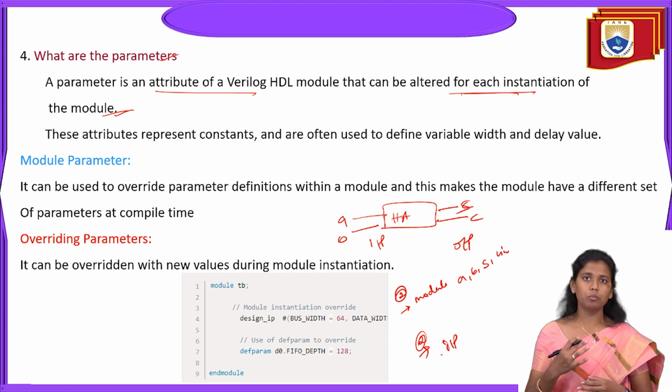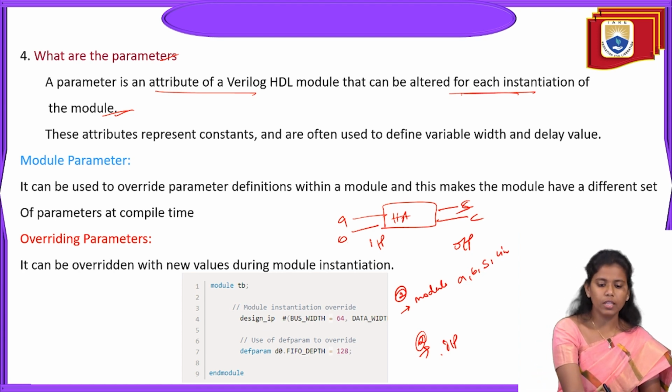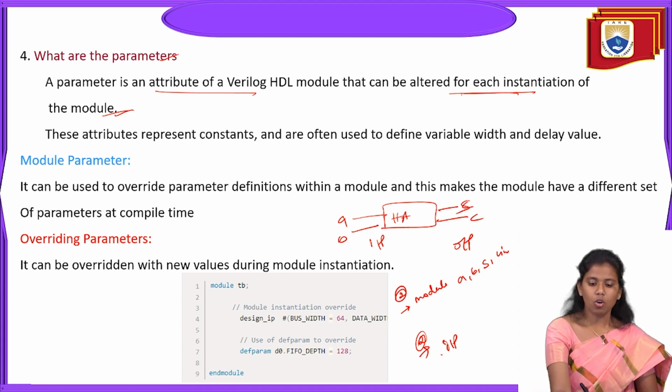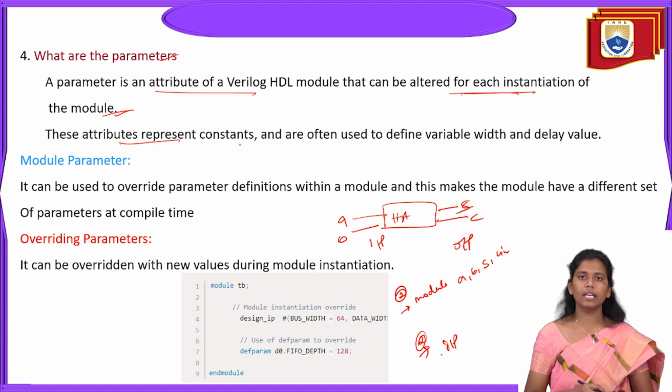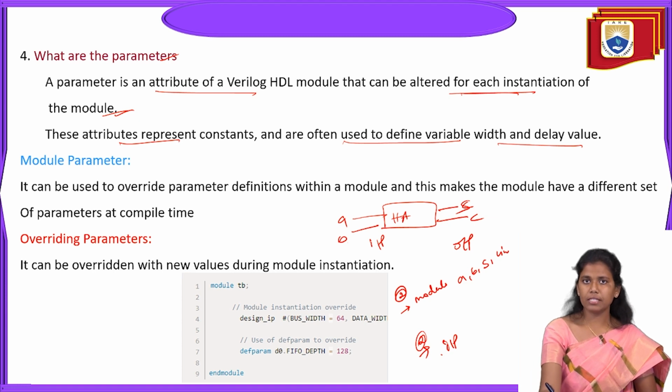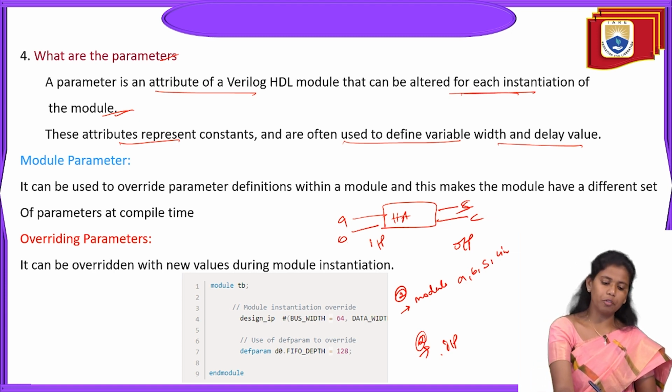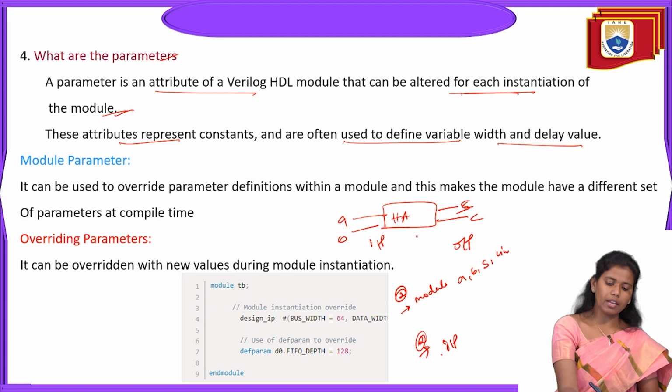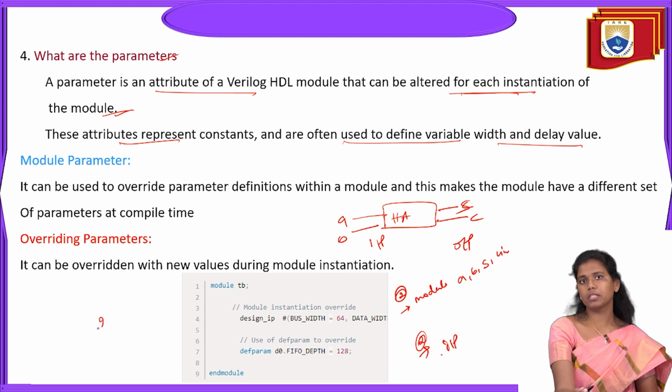That means they are the most needed things in order to write a particular program. These attributes represent constants and are often used to define variables, width and delay values as well. So the parameters can be in terms of delays. For example, my output is going with a delay of 20 nanoseconds. How can I represent this delay? I can represent it using the hash code. So this is a parameter.